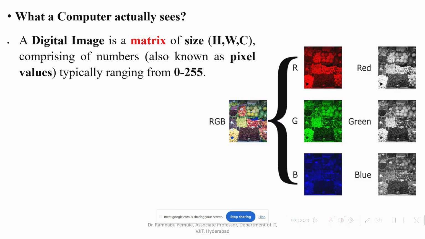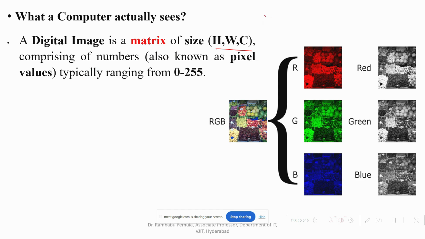And so in order to understand these things, first of all, you have to know what is the meaning of image. An image is nothing but simply a matrix. A digital image is nothing but a matrix. It contains size: some height, width, and number of channels. Now, what we call HWC.